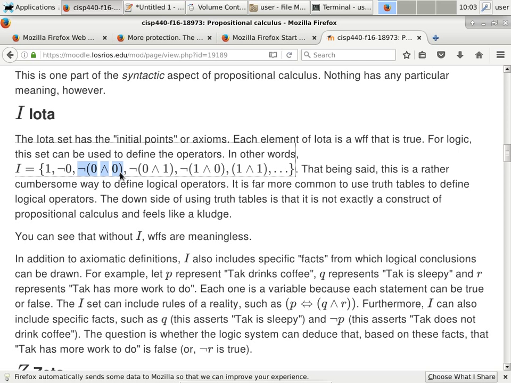So you will have to encapsulate everything that you know about the truth tables of all the operators into iota, as well as everything that you know about the constants into iota. Are we okay so far with this stuff here? Okay, the purpose and the importance of each set.